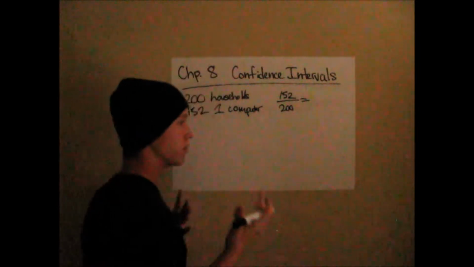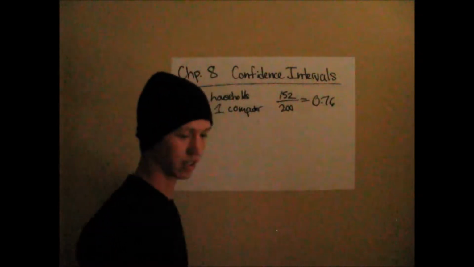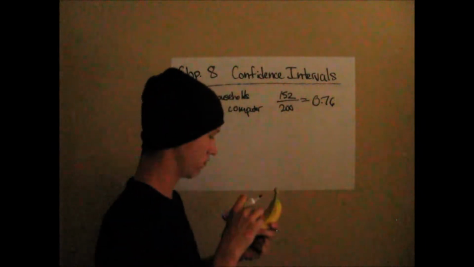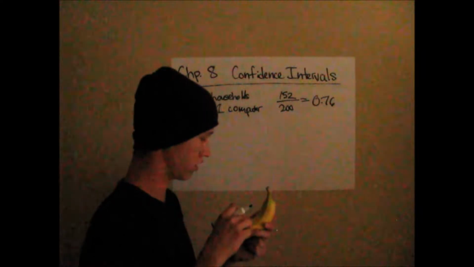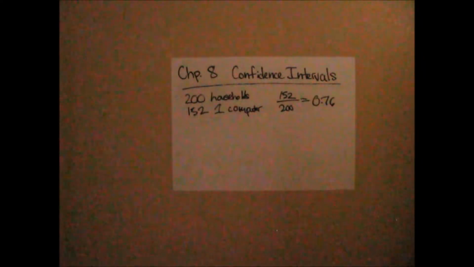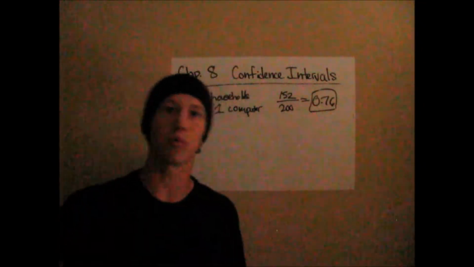And that number used to be 0.76. Here, let me check my calculator, see if that's right. 152 over 200, 0.76. Yeah, that's correct. Okay, so we have 0.76 as our sample proportion.